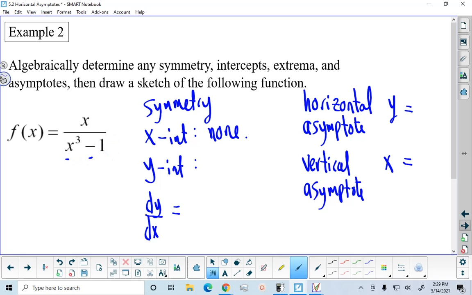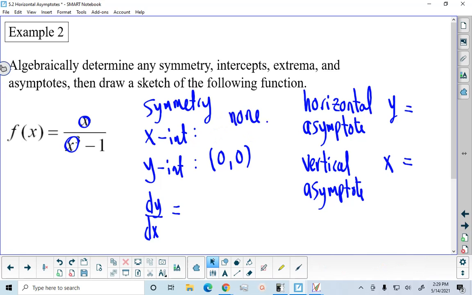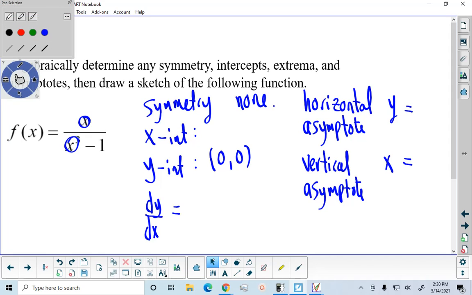The y-intercept is found by putting 0 in for x. I also believe that I don't need to show any work here, because if I put 0 in for x, this is 0 over 0 cubed, which is 0, minus 1. 0 over negative 1 is 0. The y-intercept is the origin. Whoops, I wrote my statement of symmetry in the wrong place. Symmetry, no symmetry.